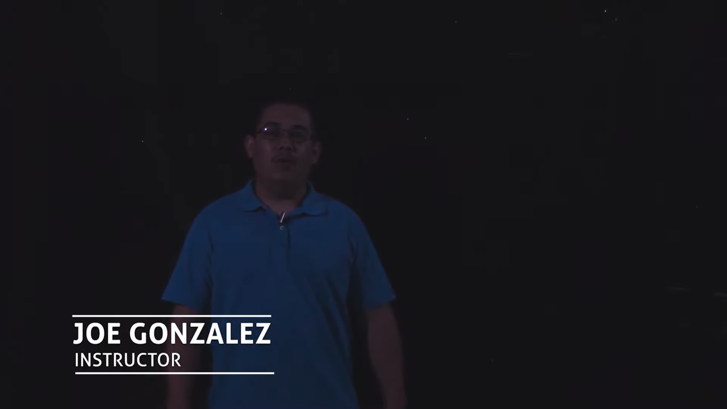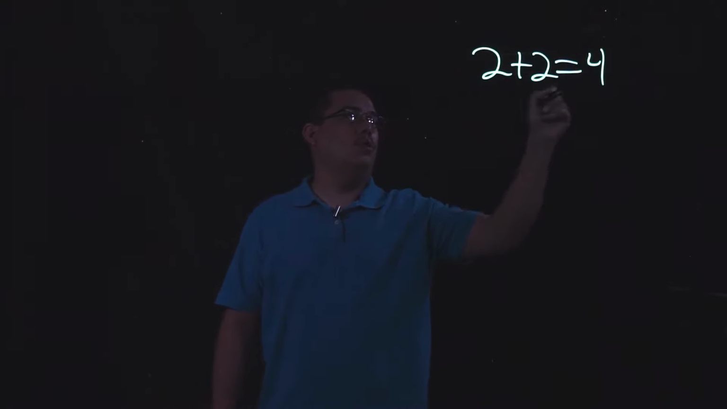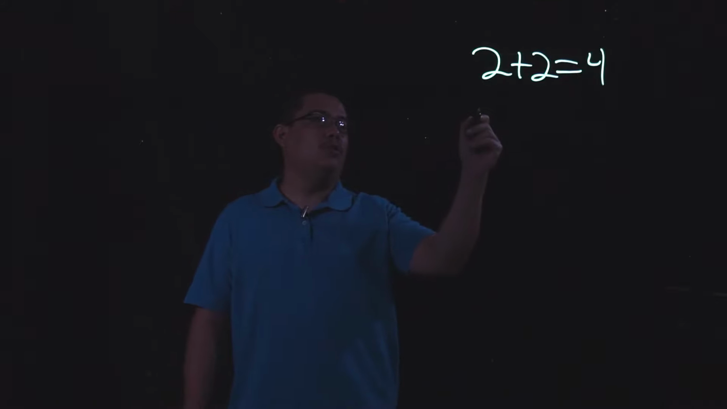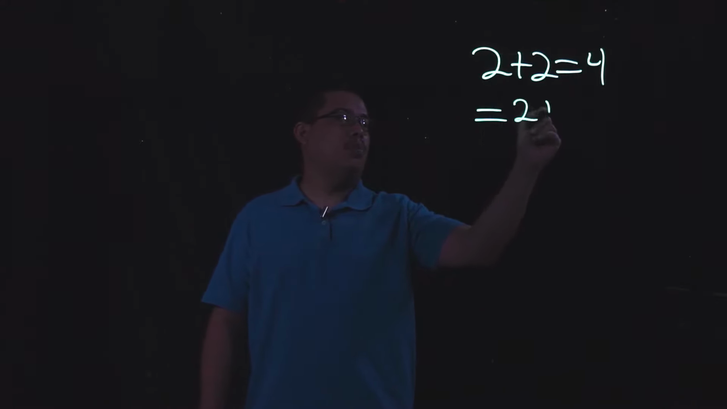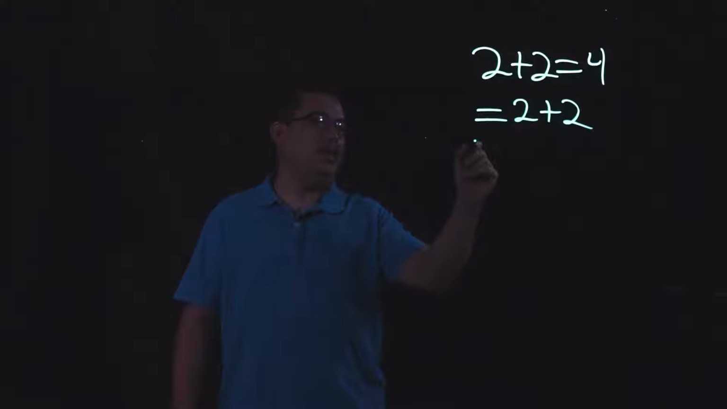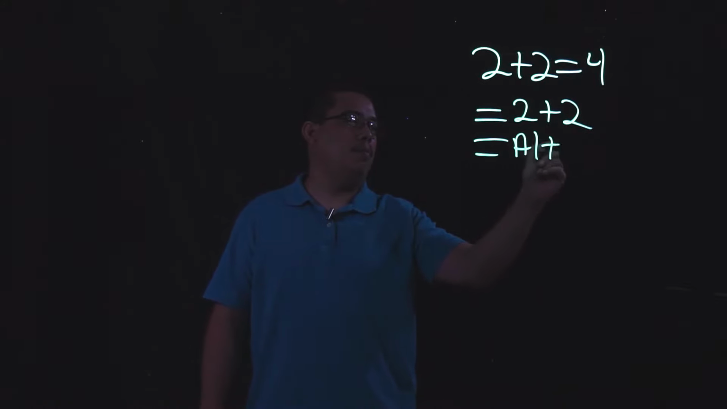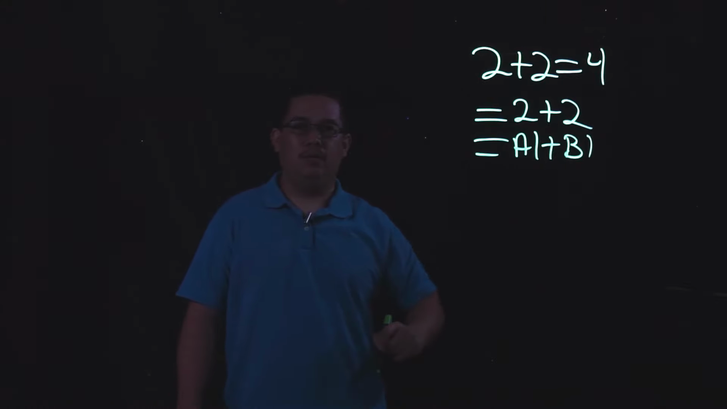And today, we're going to first start off by doing a little review. Now, in the basic class, we learned that 2 plus 2 equals 4 was translated in Excel to equals 2 plus 2 or equals A1 plus B1.